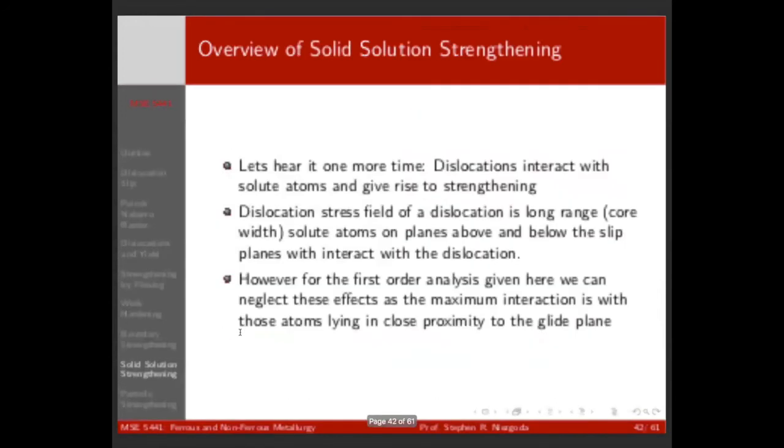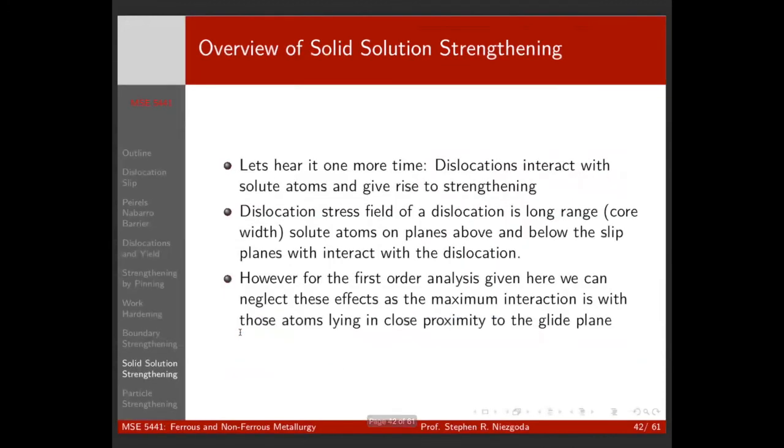Okay. So really fast, I'm just going to introduce solid solution strengthening. Friday, we'll go through solid solution and precipitation, and then Wednesday we'll start into the meat of the course with the aluminum alloys. But again, one more time, dislocations interact to give rise to strengthening. In this case, it's a reaction with solute atoms, right? And we know that the stress field of a dislocation is long range. We've talked about that before, right?